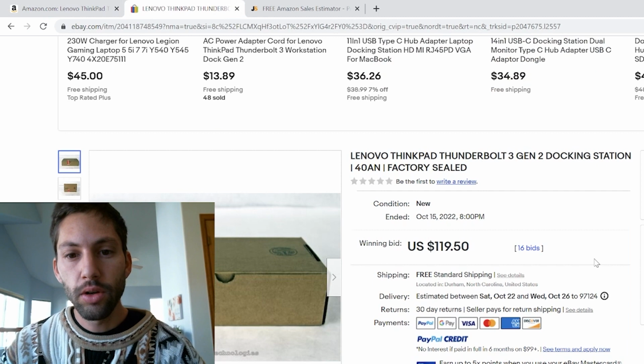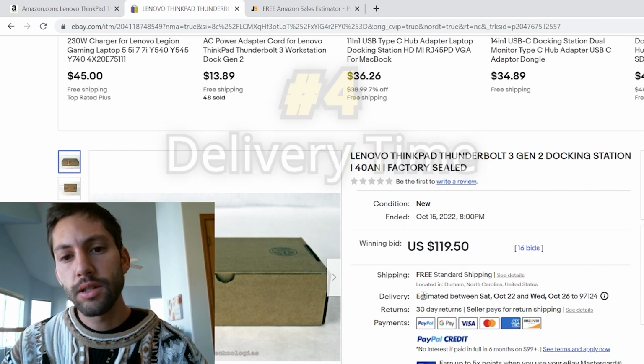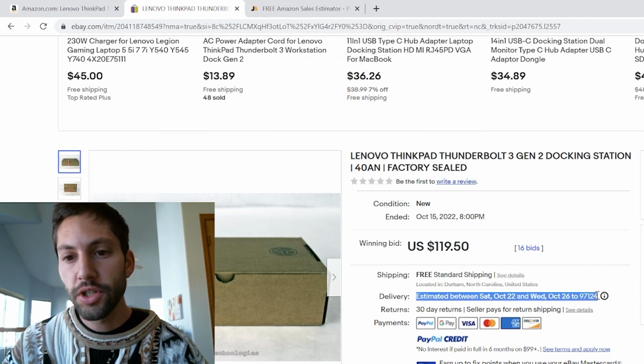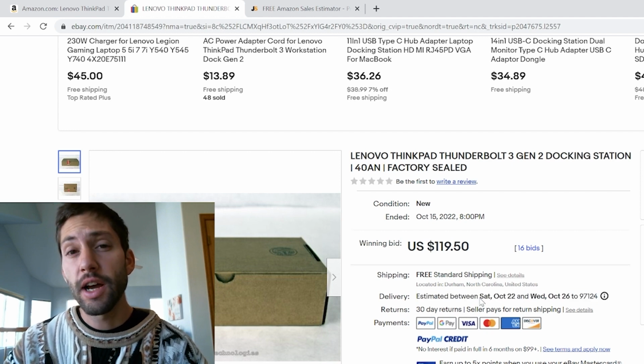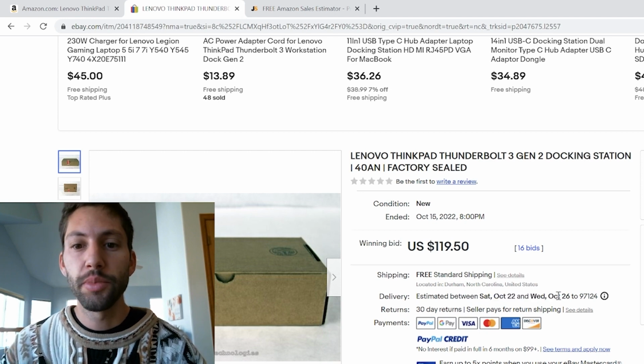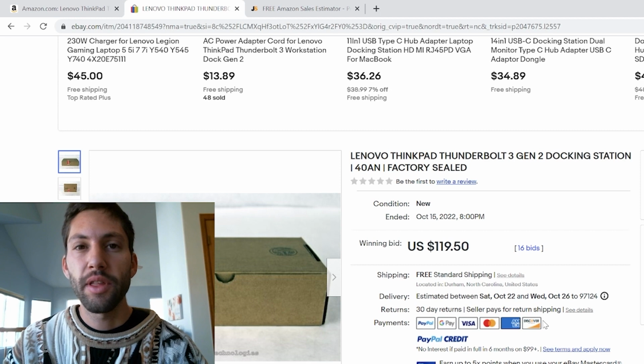Then I would also take a look at, is the delivery time acceptable? So I purchased this several days ago, and so it was around October 15th at the time. So this delivery time was acceptable. It wasn't super fast, it wasn't super slow, it was fine. It was going to get there within like a week.